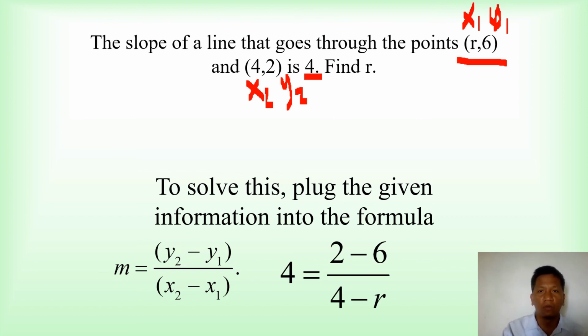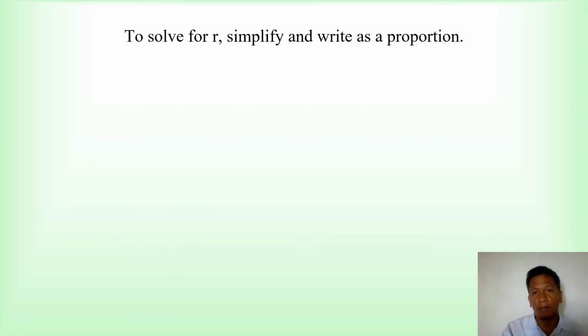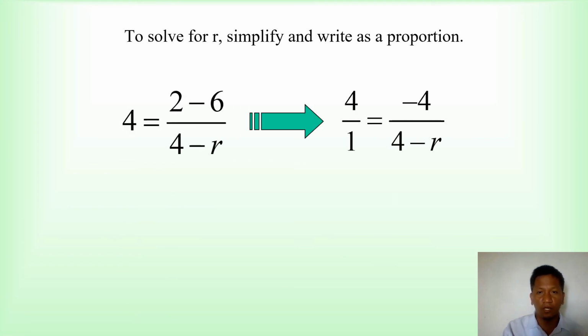Our slope is 4. Our y sub 2 is 2. Our y sub 1 is 6. Our x sub 2 is 4 and x sub 1 is r. Then let's evaluate it. Pag in-evaluate natin yan, ganito ang lalabas. So nilagyan natin ng denominator yung 4. In-evaluate natin yung numerator. That is 2 minus 6, naging negative 4 siya.